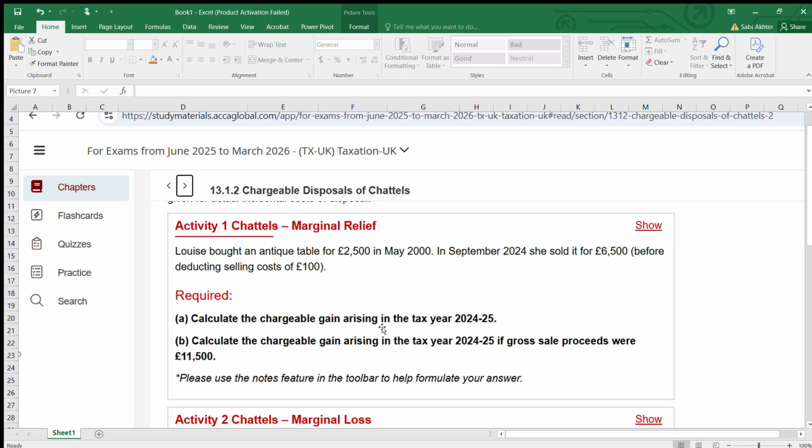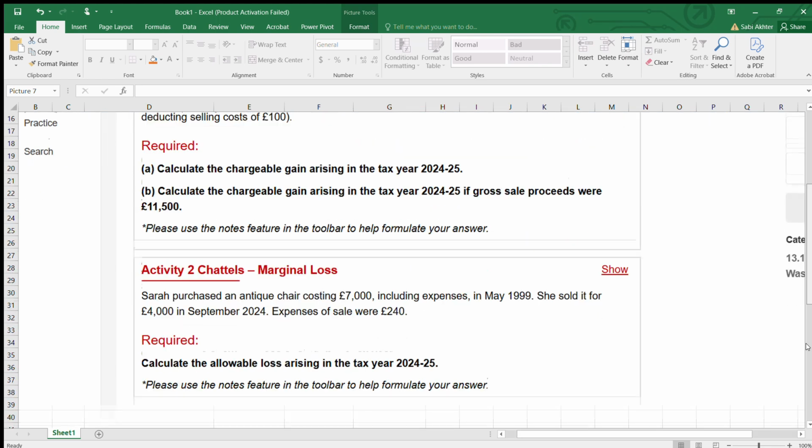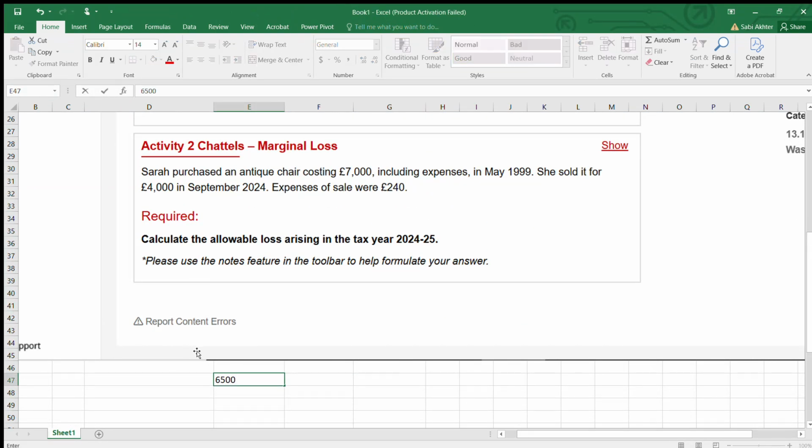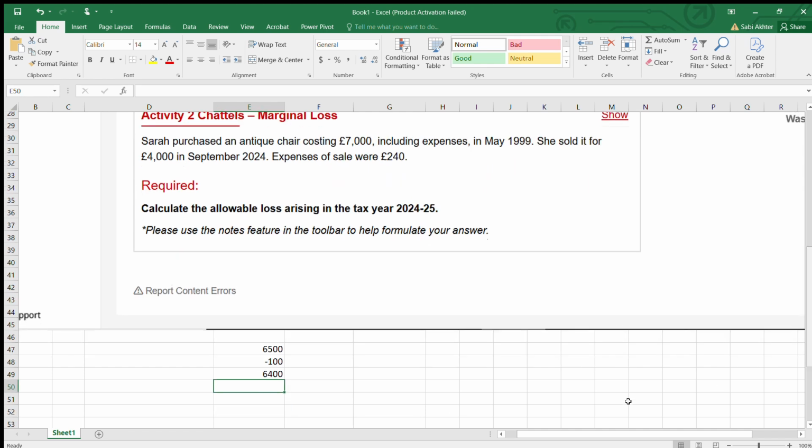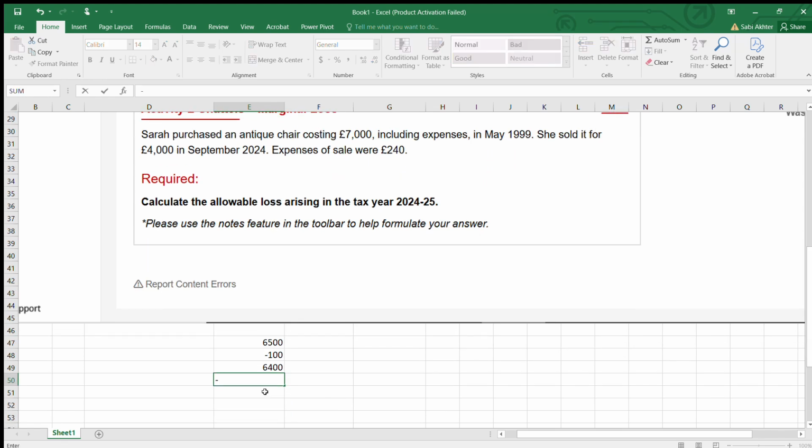So, part A, we will be calculating the gain. The sale proceed is 6,500, deducting the selling cost. So 6,500 is the sale proceed. We deduct the cost, and we have the net sale proceed. So 6,400 is your net sale proceed. From here we are going to deduct the cost 2,500 and use the sum function. It is 3,900. This is your gain. We'll put this as A.